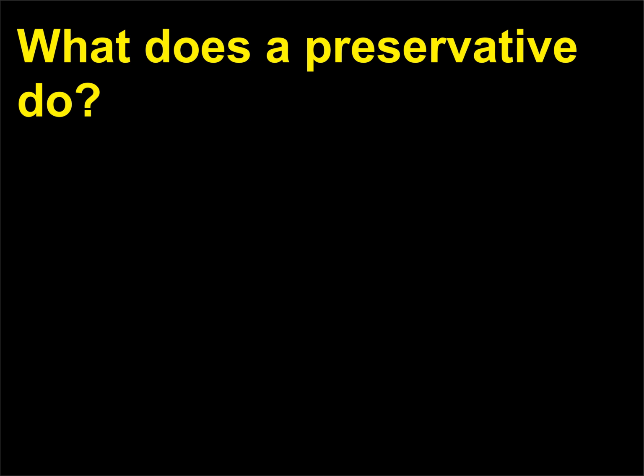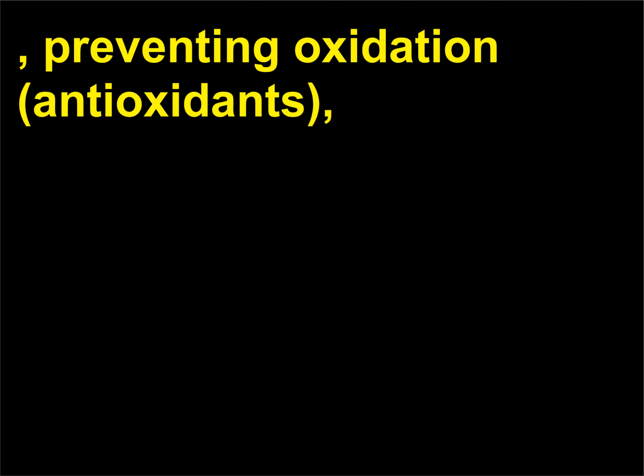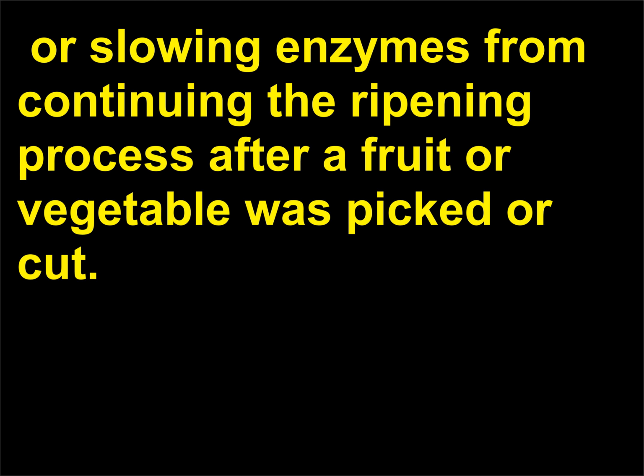What does a preservative do? Preservatives keep food fresh by slowing the growth of mold and bacteria, antimicrobial preservatives; preventing oxidation, antioxidants; or slowing enzymes from continuing the ripening process after a fruit or vegetable was picked or cut.